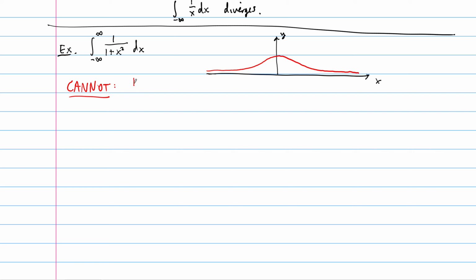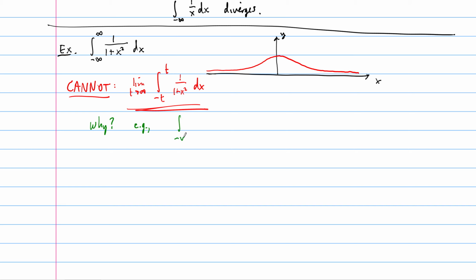But what we cannot do is write this as the limit as t approaches infinity of the integral from negative t to t. All right, this is a big no-no. Do not do this. And here's the why. Let's just talk about why we can't do this before we even get into this integral. So for that, let's look at another example.